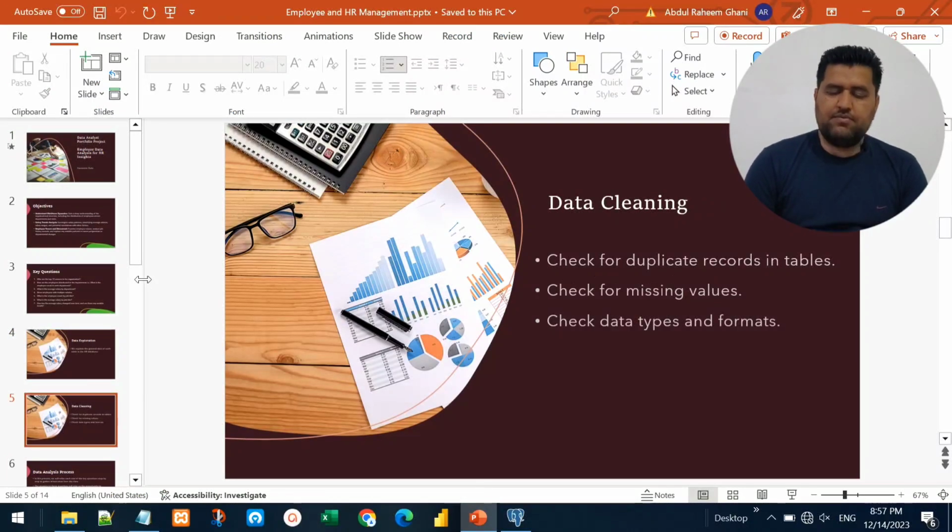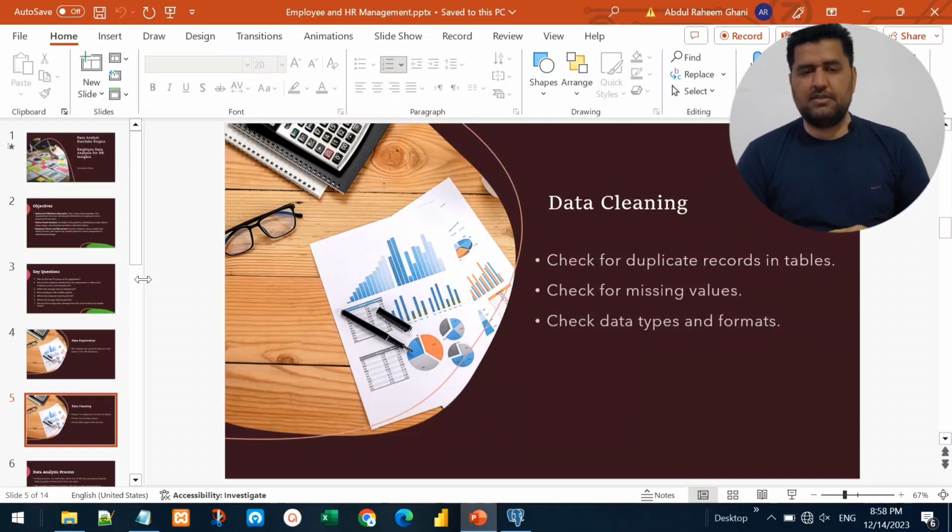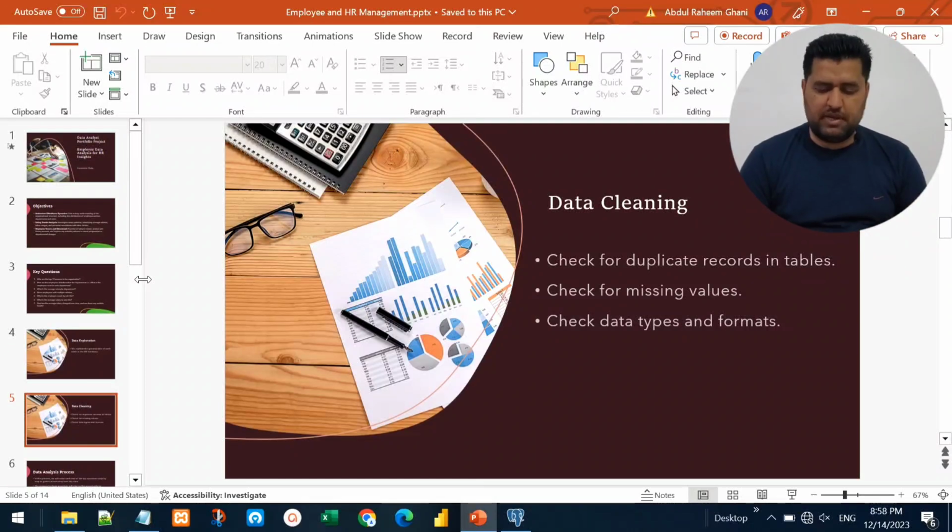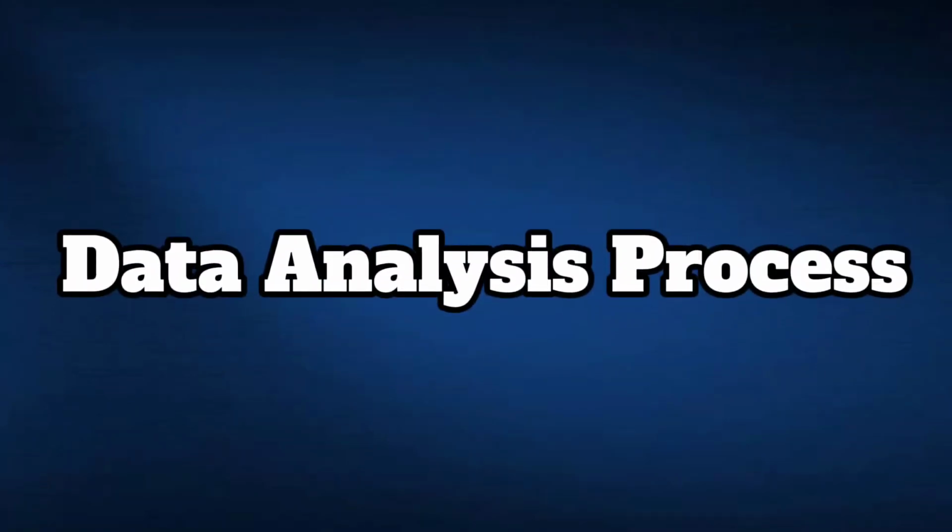The next step is data cleaning. We need to check for duplicate records in different tables. We need to check for missing values and check data types and formats. We have already checked this data. There is no problem. It's already clean. There are no missing values and there are no duplicate records. In some tables, for example in the salaries table, we might have 2 or 3 records for the same employee ID, but that cannot be called duplicate unless the entire record is duplicate. So let's move on to the data analysis process.